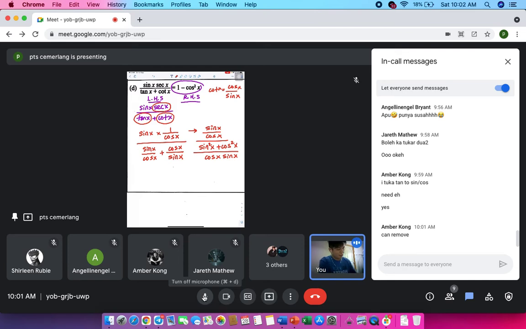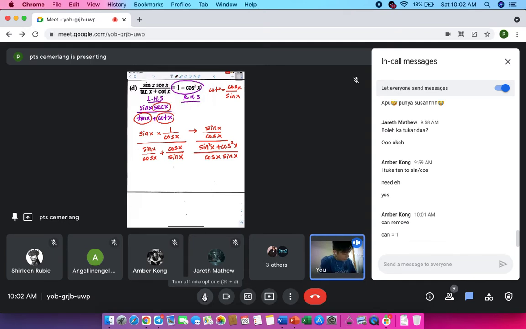So, what happened next is, look at this one, sin square, I use a different color. Sin square plus cos square. What do you think this is equal to? Yes, you can change it to become 1. You can change it to 1.